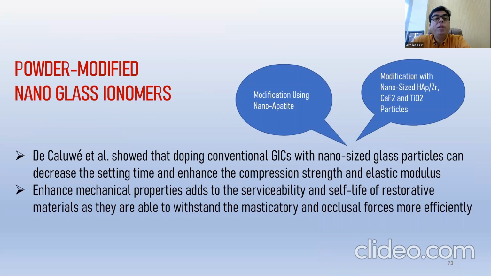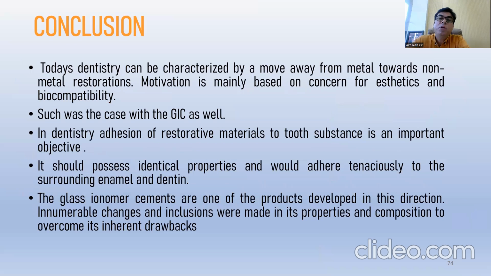What are powder modified glass ionomers, nanoglass ionomers? They are the modification with nanoapatite and nano-sized calcium fluoride and tin oxide particles, which showed that doping of conventional GICs with nano-sized glass particles can decrease the setting time and enhance the compressive strength and elastic modulus. Hence, the mechanical properties add to the serviceability and shelf-life of restorative materials as they are able to withstand the masticatory and occlusal forces more effectively.